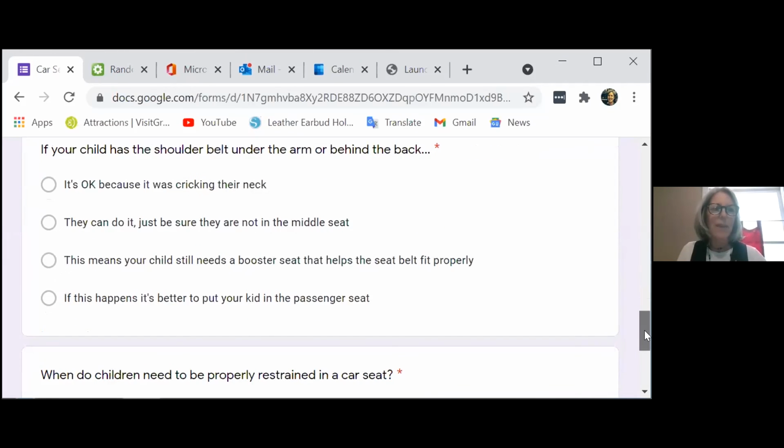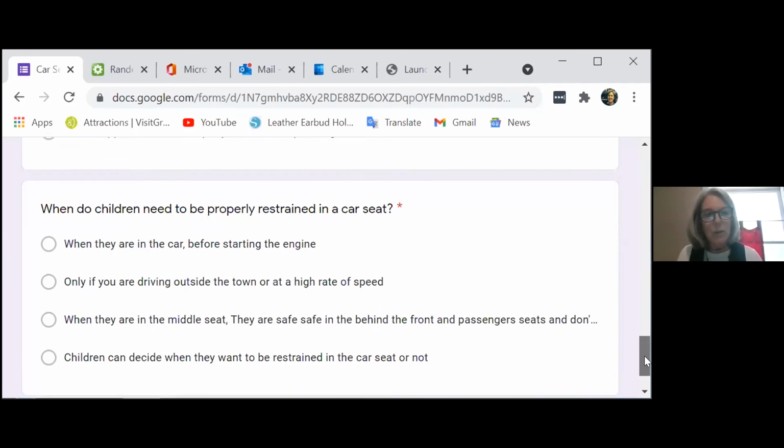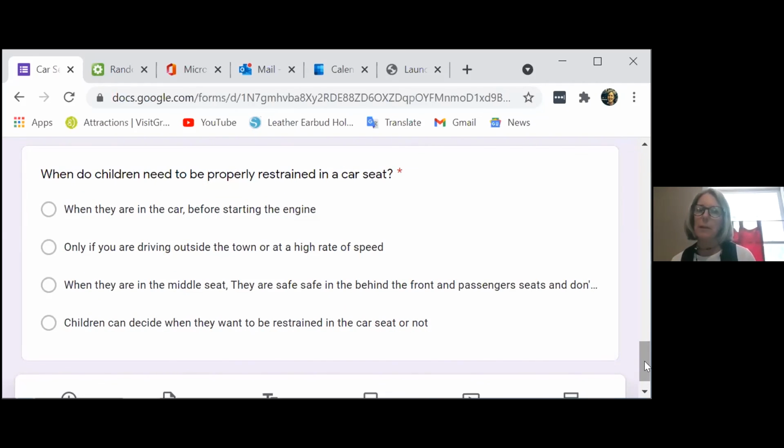And if your child has a shoulder belt under the arm or behind the back, that means your child is still in need of a booster seat, as Alfonso said. Everyone got that question right. And when do children need to be properly restrained in a car? Everyone got this one right: when they are in the car before starting the engine.